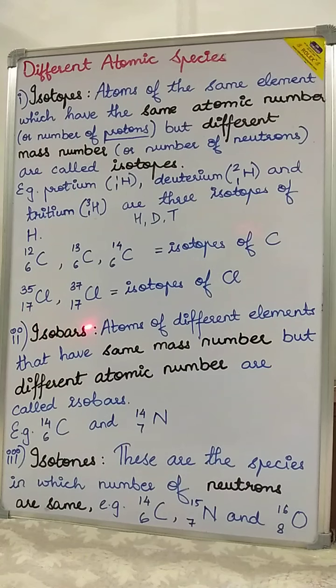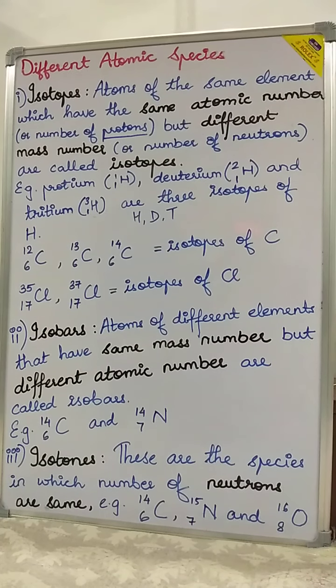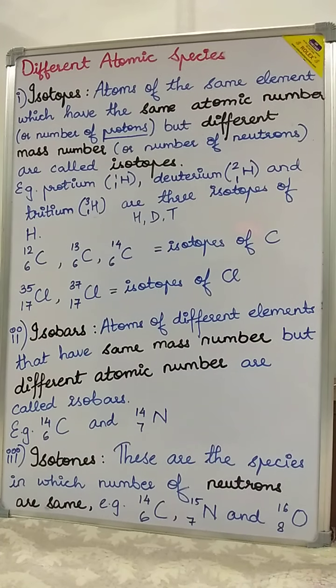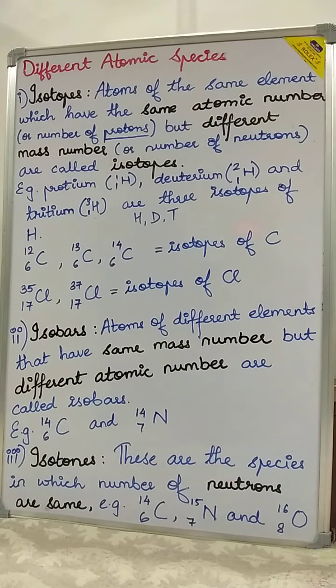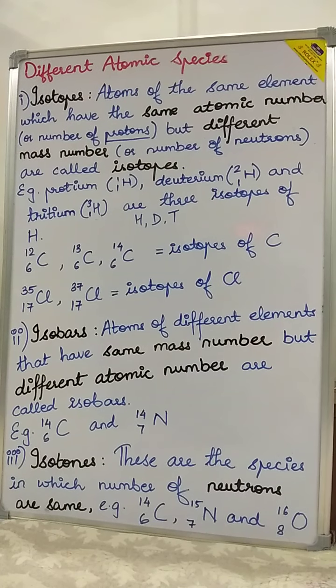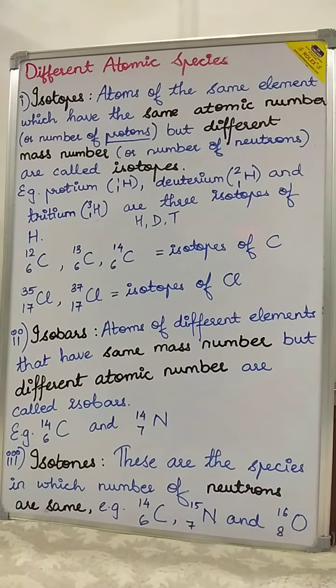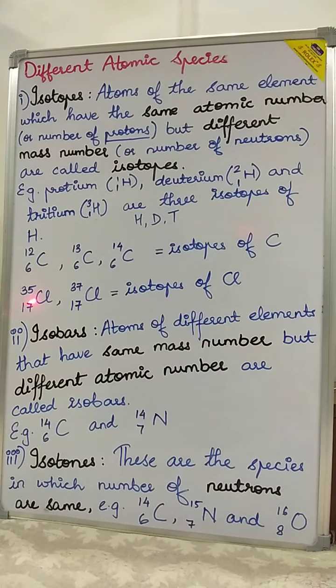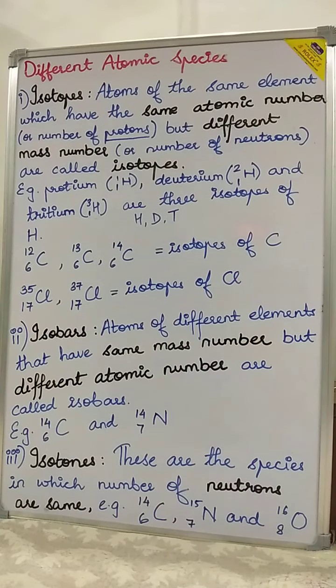Coming to the example of chlorine, isotopes of chlorine. You can see that their number of electrons or atomic number is same. What is different, students? Mass number. Here it is 35 and here it is 37. So number of neutron is different.